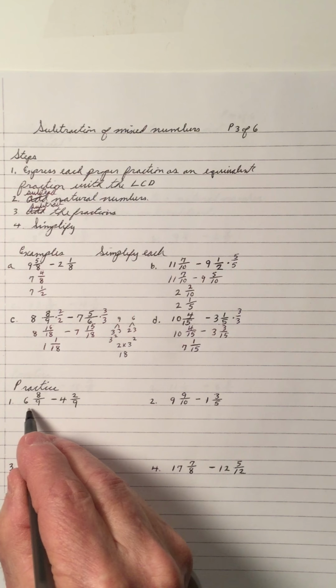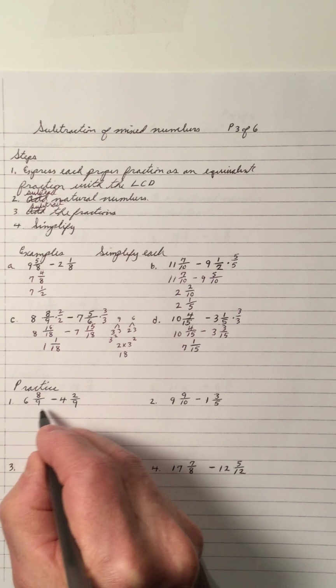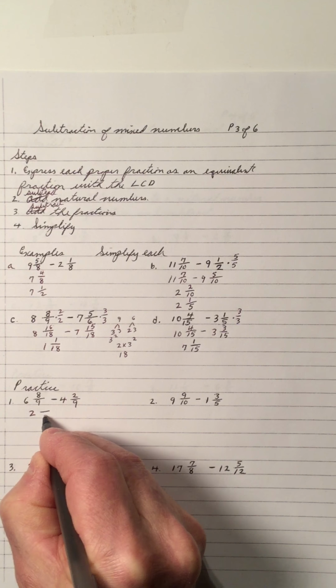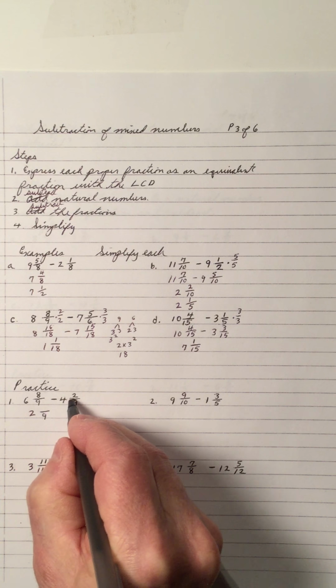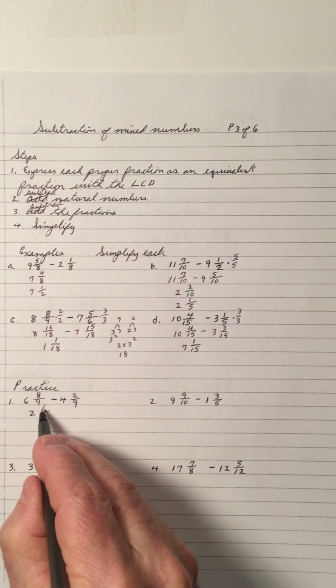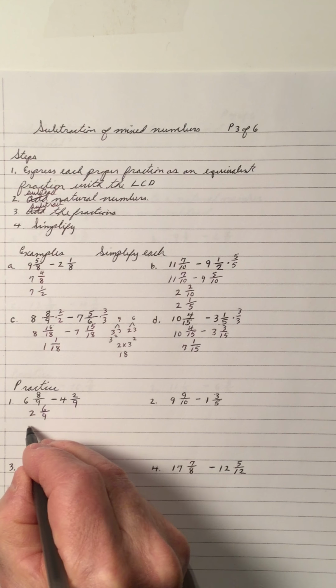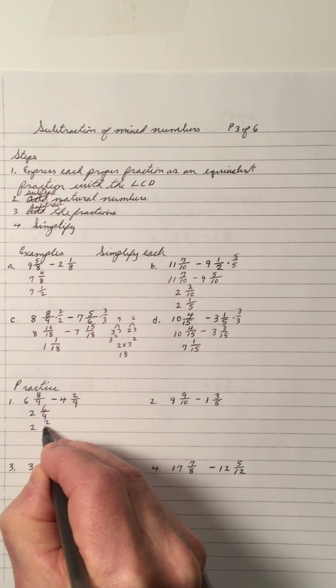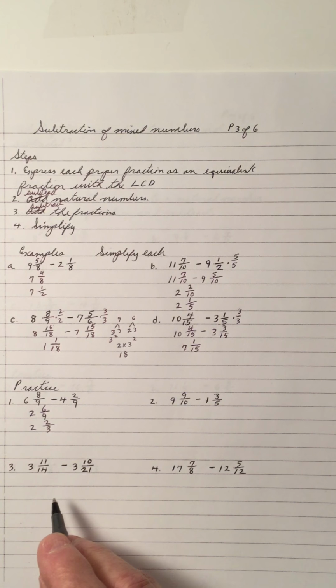Ooh, we have the same denominators of 9, so 6 subtract 4 is 2. Common denominator is 9. 8 subtract 2 is 6. Notice 6 and 9 have 3 in common. So 3 into 6 goes 2. 3 into 9 goes 3.